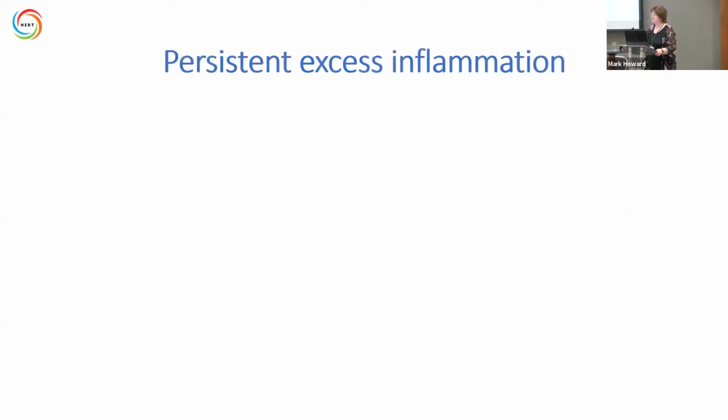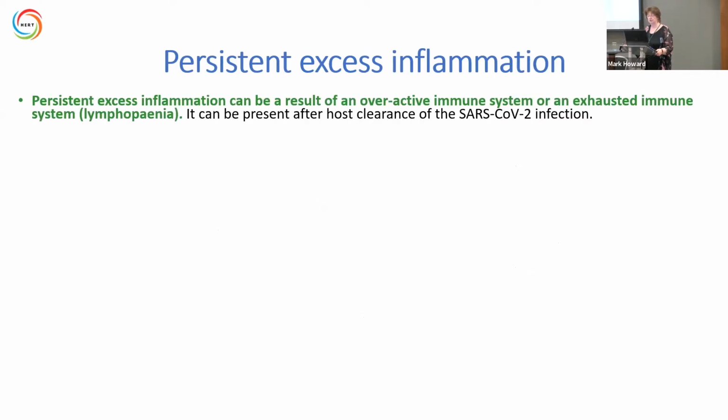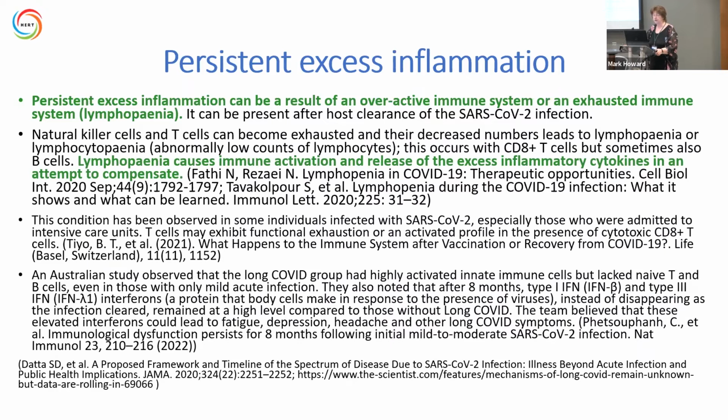Persistent excess inflammation. Now, I've mentioned inflammation a lot today. So how do we get the inflammation? Well, it can result from two possibilities, really: an overactive immune system or an exhausted immune system, lymphopenia or lymphocytopenia. An overactive immune system, we've just seen that with antibody-dependent enhancement and superantigens, but let's look at the lymphopenia. This causes immune activation and release of excess inflammatory cytokines, and it's a compensatory response.